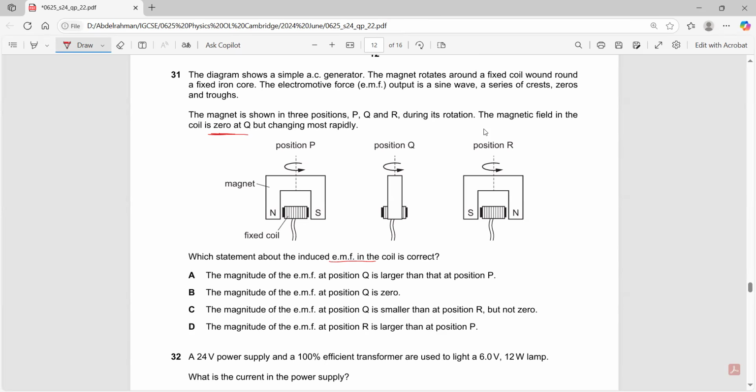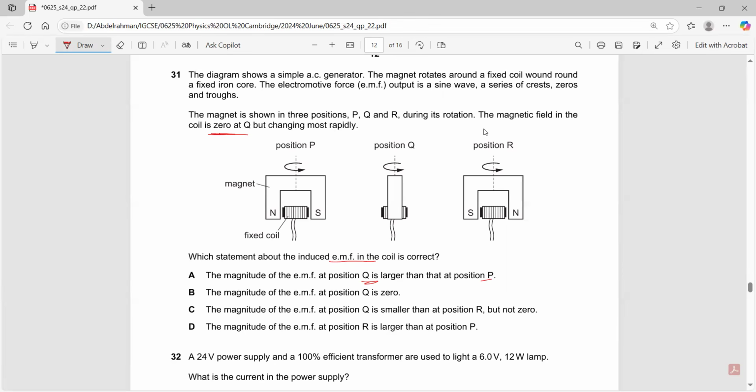So this magnet is now rotating around the coil, right? If you think about these positions, it's quite a weird position for the magnet, to be honest. But if I want to think about it neatly, I'd find that the magnitude of the EMF at position Q is actually larger than at P. Why is it larger than at P? Because at Q it's actually cutting the coil perpendicularly.